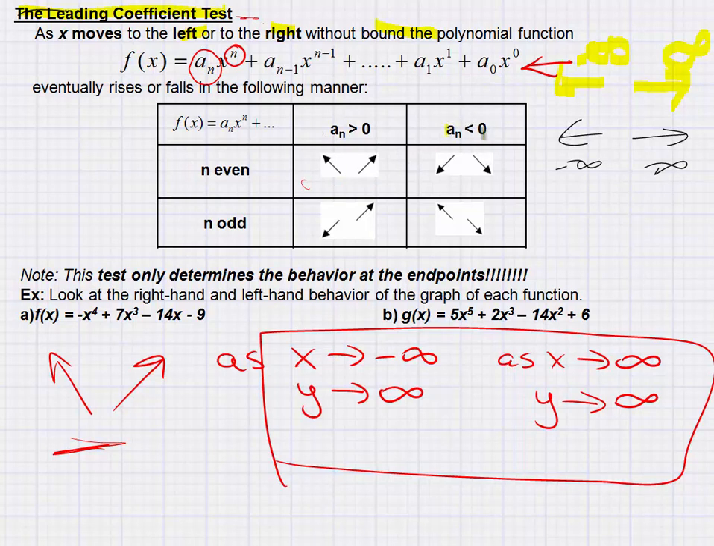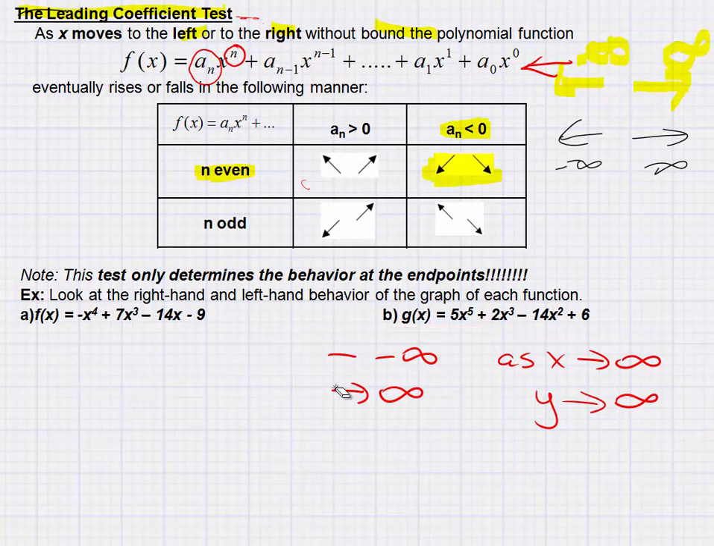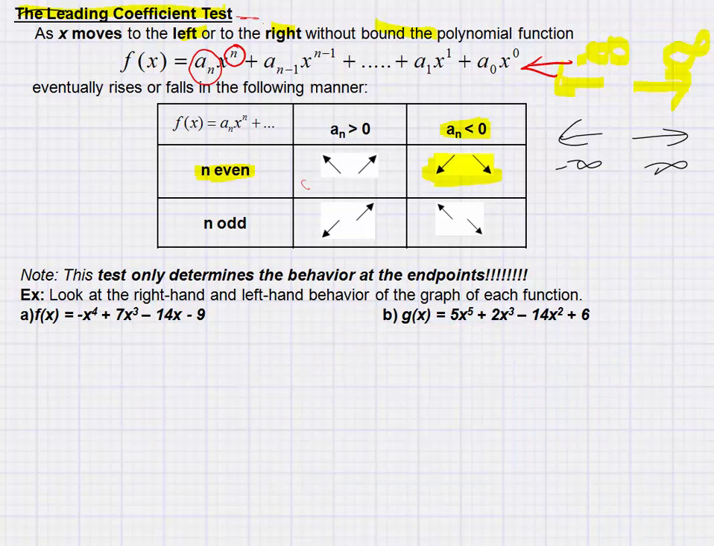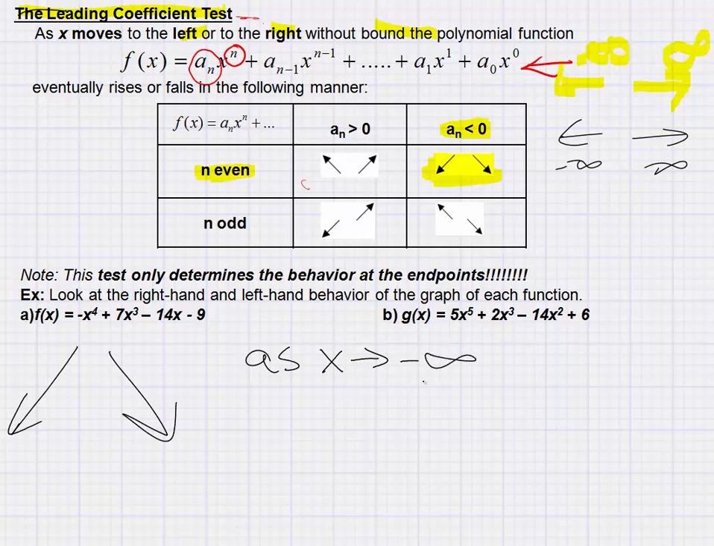How about when my leading coefficient is negative and my power is even? Then I have this shape to the ends of my graph. So on the far left hand side my graph is pointing down, and on the far right hand side my graph is pointing down. So this picture here means as x goes to negative infinity, that's the left hand side, y is pointing down, so y is going to negative infinity.